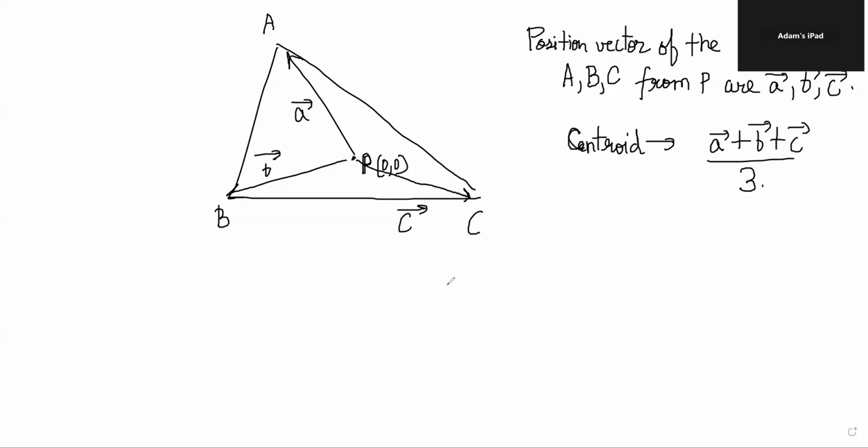Normally if you know the vertices of a triangle, the centroid is x1 plus x2 plus x3 by 3, comma y1 plus y2 plus y3 by 3. Do you know that?